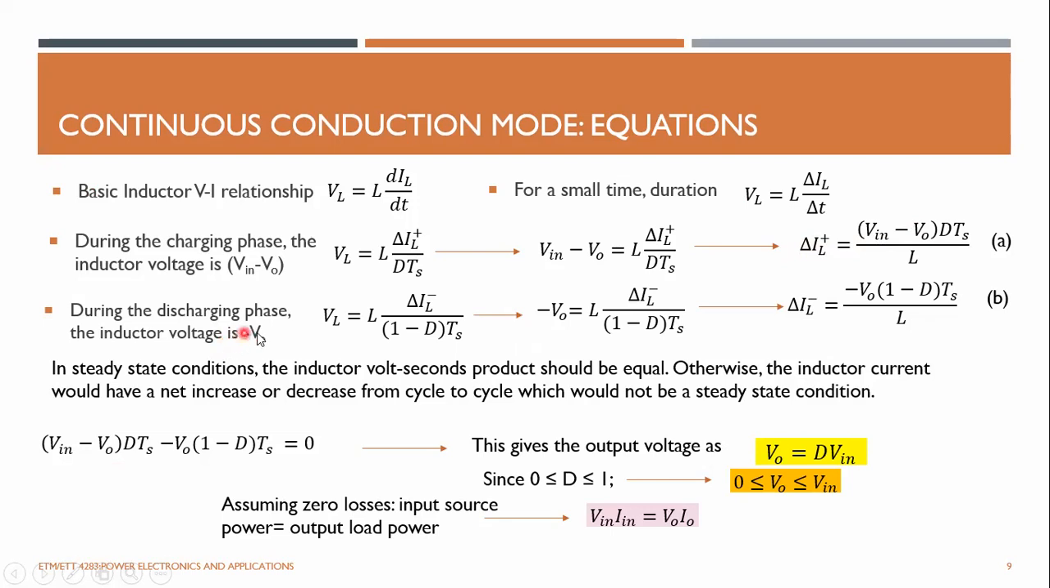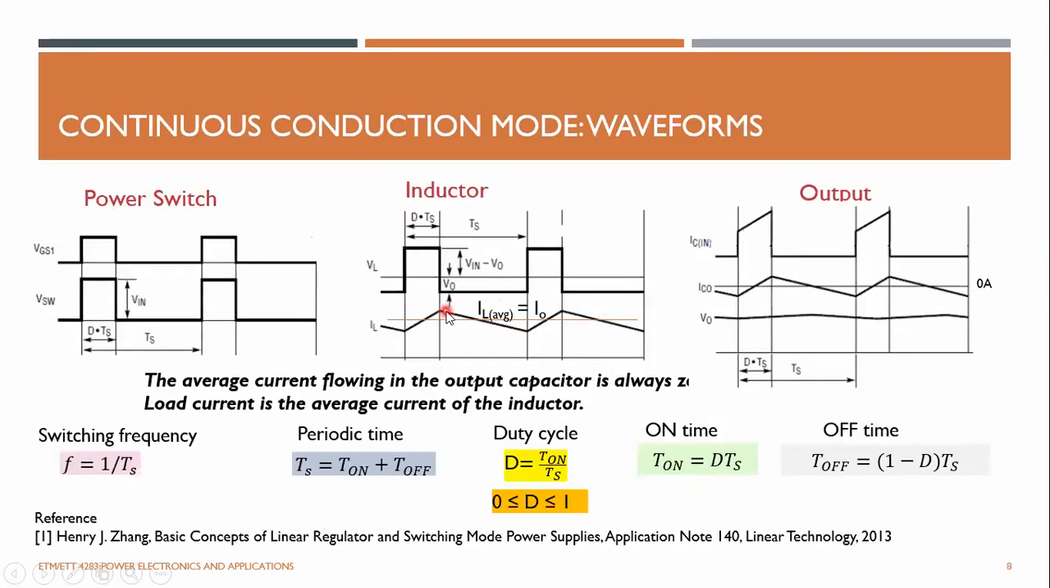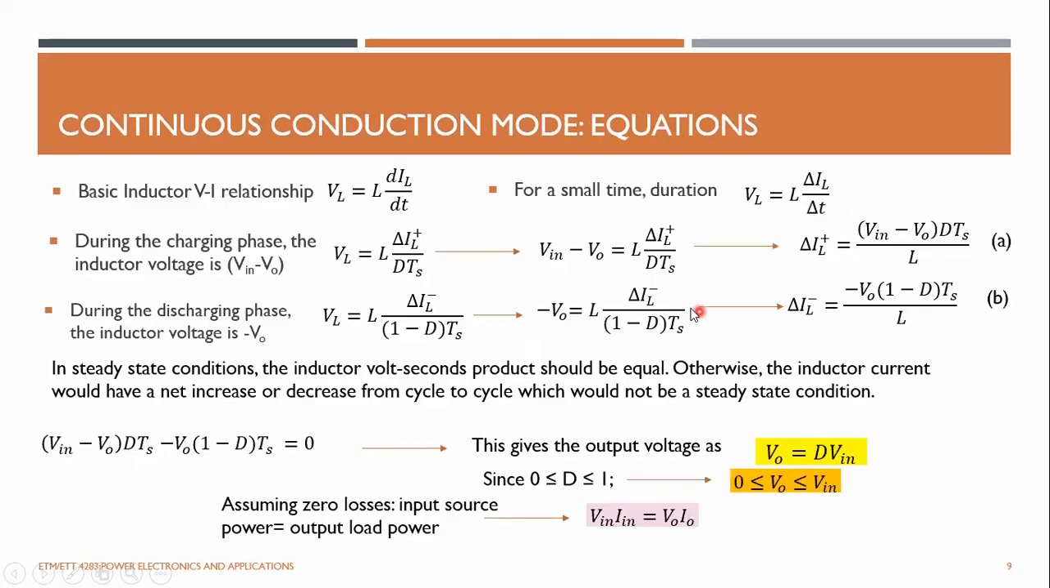In the discharging phase also, the inductor voltage is minus Vout. The change of the current is this change, right? That is given by this equation.